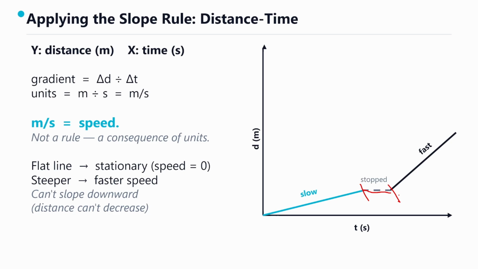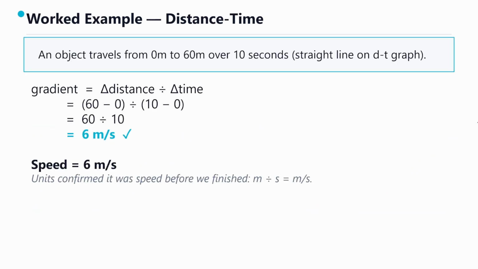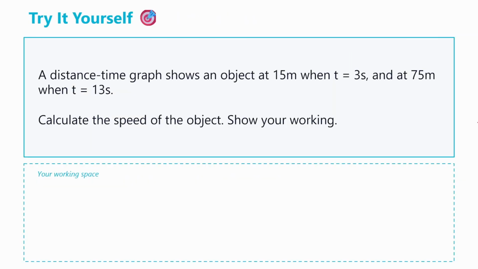One thing worth noting, on a distance time graph, the line actually cannot go downward. Distance only ever increases or stays the same. And that's a useful check in the exam. If your DT graph slopes down, there's something wrong. So let's do a worked example. An object travels from 0 to 60 meters over 10 seconds. The gradient is basically 60 divided by 10, or 6 meters per second. And the units confirmed it before we even finished it. Meter divided by second equals meters per second, which equals speed. Done. So pause here and do this practice problem.